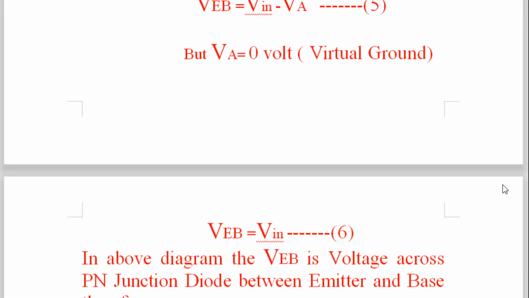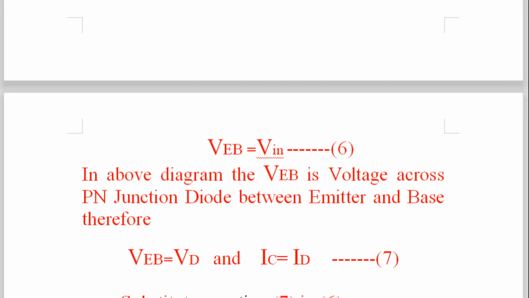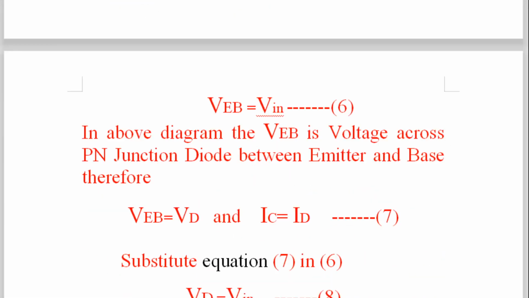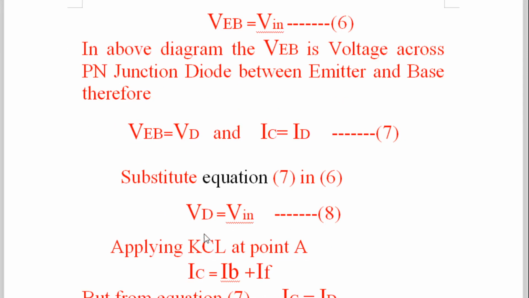See that equation here. So we got VEB is equal to V in, but VEB is equal to VD. Therefore, V in is equal to VD. This is equation number 8, you can say: V in is equal to VD.